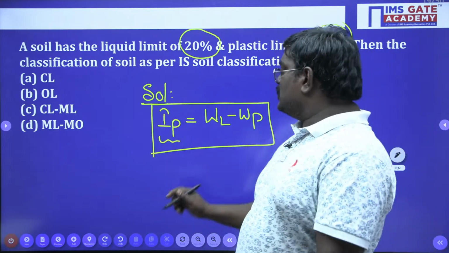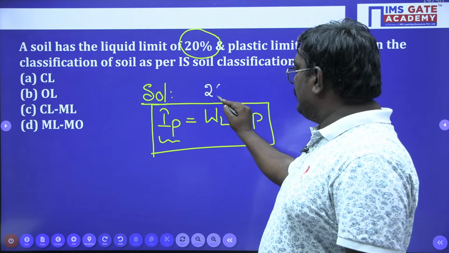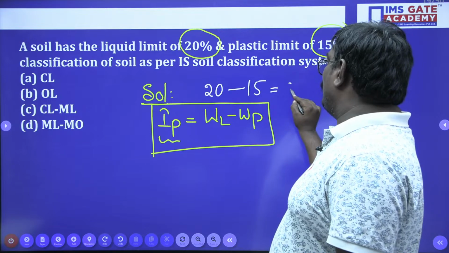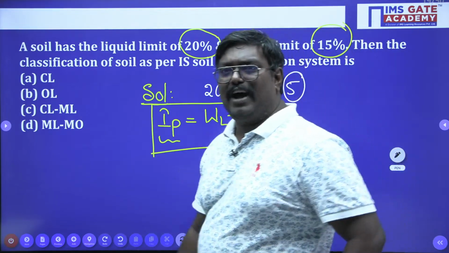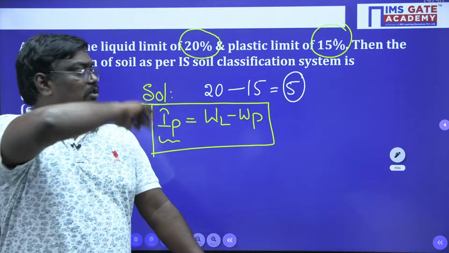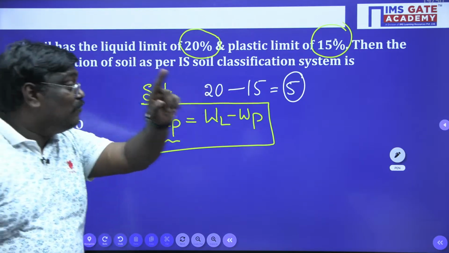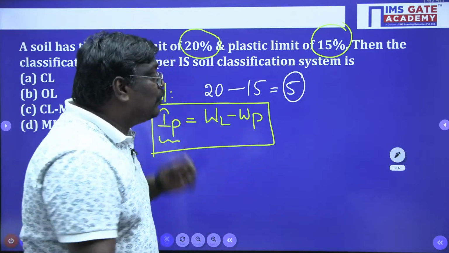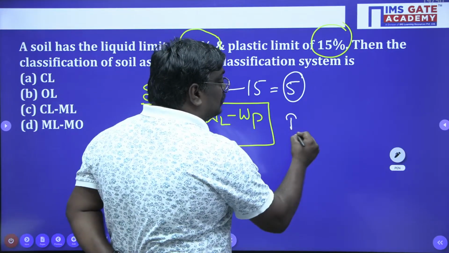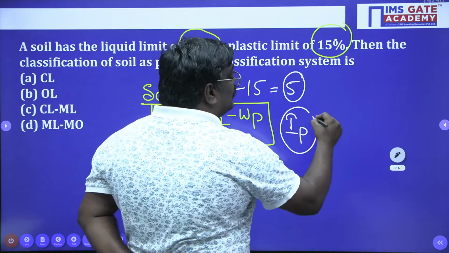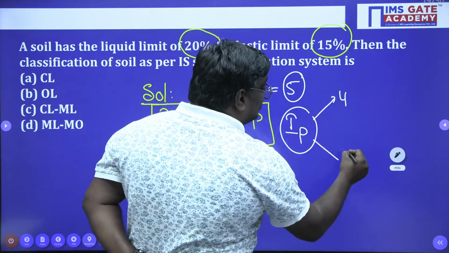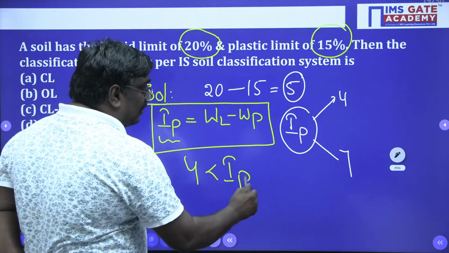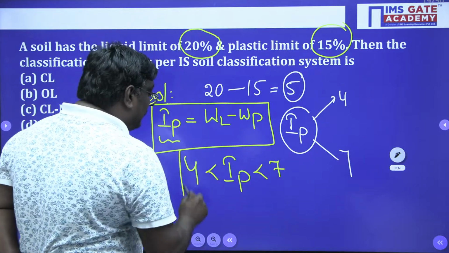So my dear students, what is the value of liquid limit? 20 percent. What is the value of plastic limit? It is 15 percent. So what is the value of IP, my dear students? Very good, so it is 5. Here comes the logic. I told you in the previous sessions, when the IP value is between 4 and 7, what is the type of the soil it can be?